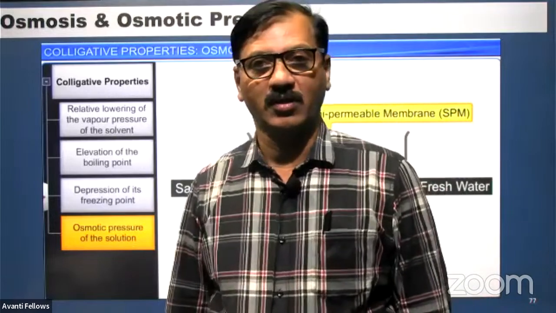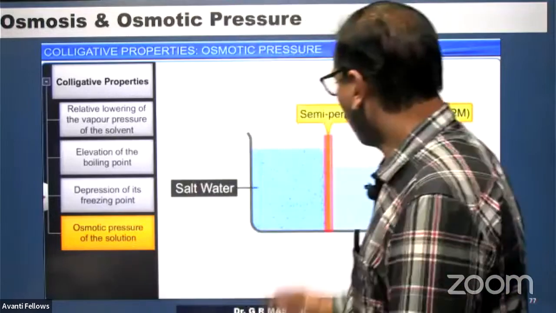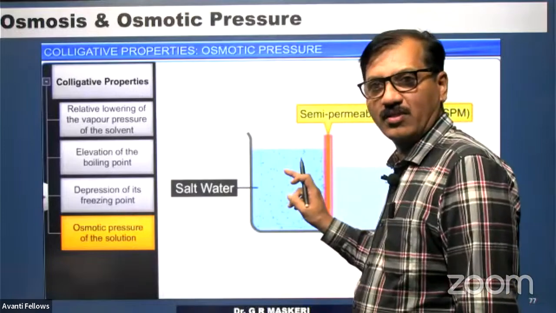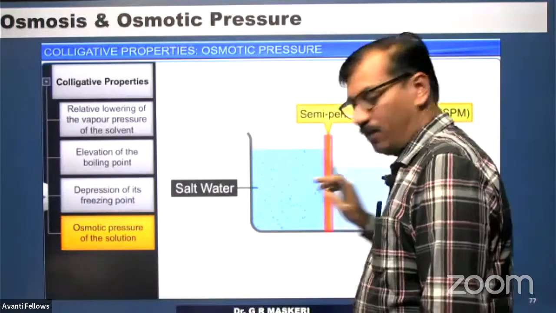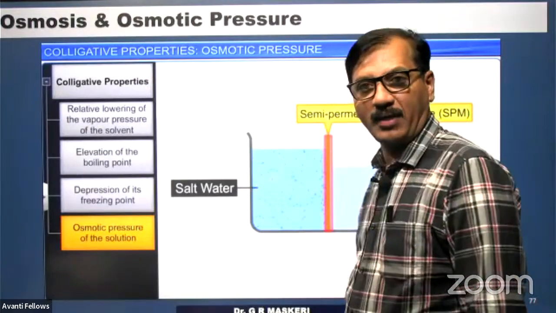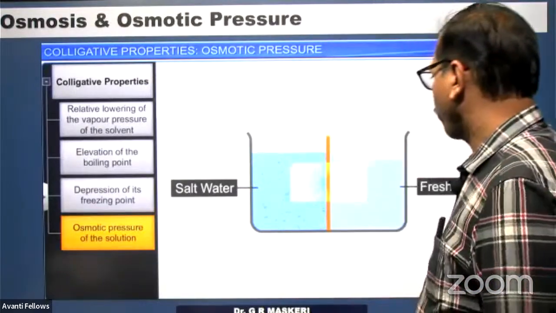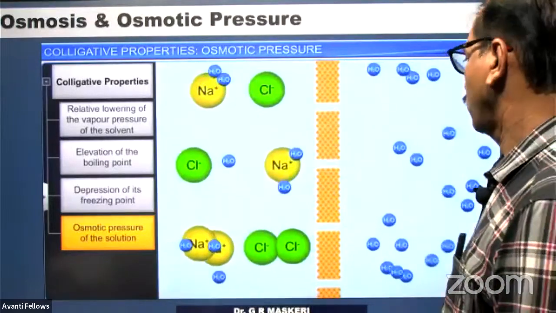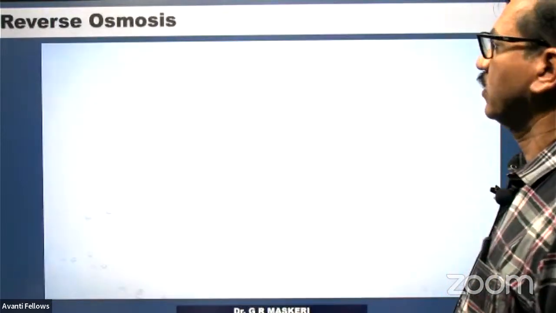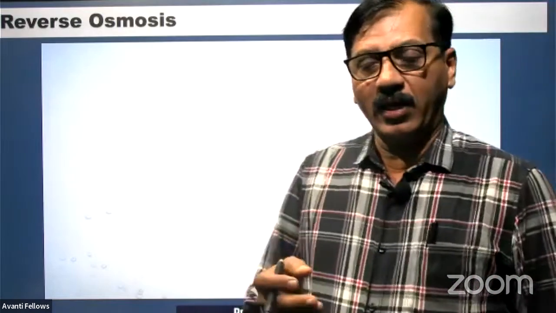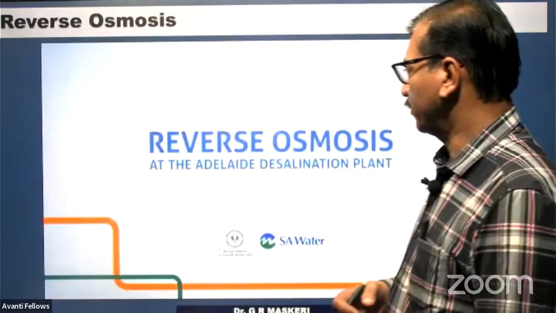And osmotic pressure is a colligative property. It depends upon how concentrated the solution is, right? So the more the concentration, the more will be the flow. Pressure will be more, right? Okay. So if you apply more pressure than the osmotic pressure, then what is going to happen? This is reverse osmosis. A reverse osmosis occurs, and this is what we use for desalination of water, right? Salt water to pure water.